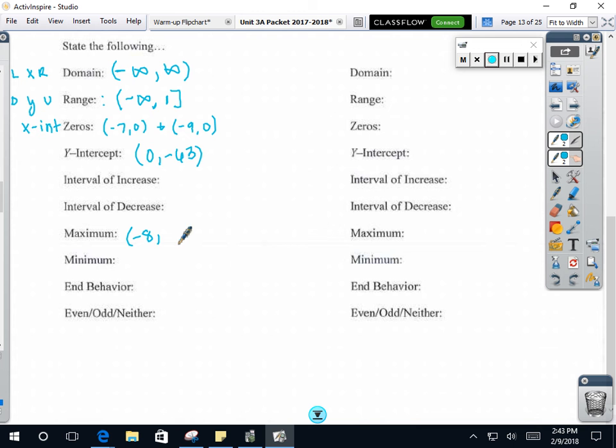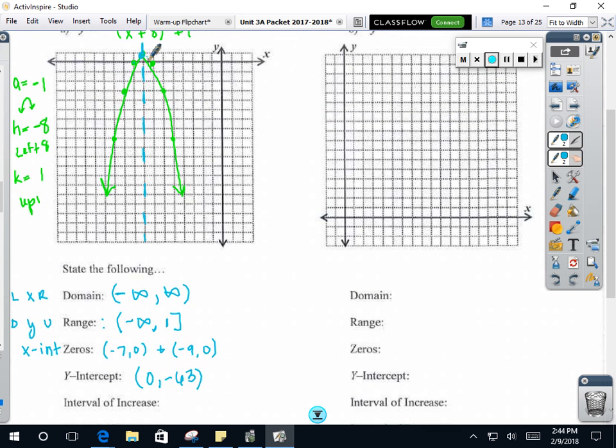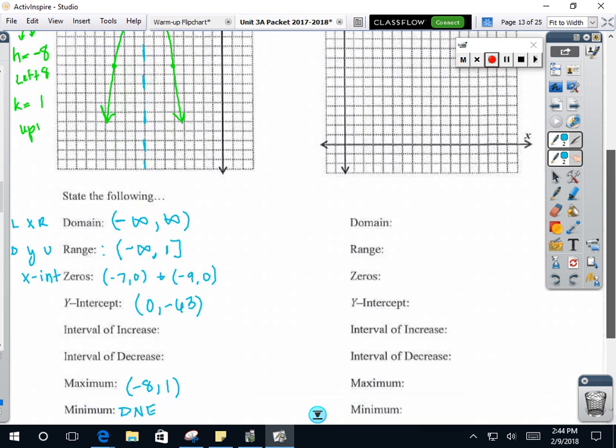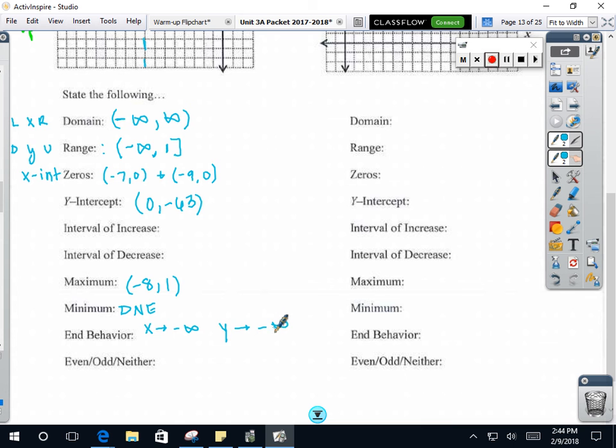Okay? No, there's no minimum because it goes to infinity, so it does not exist. Alvarez, pay attention. Okay, now in end behavior, when x approaches negative infinity, what do the y values approach? So you're telling me as you go to the left side, you're going down. And as you go to positive infinity, which is the right side, you're still going down.